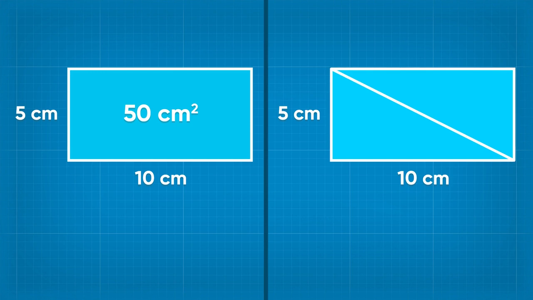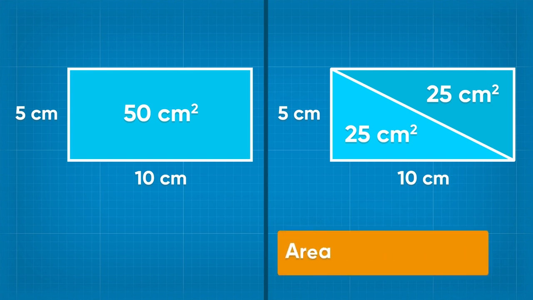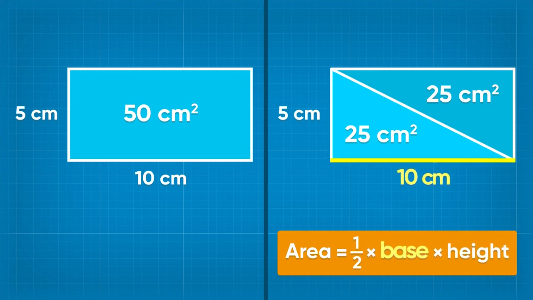Good. Now, can you tell me what the area of one of those triangles is? If the area of the rectangle is 50 square centimeters, then one of these triangles must have an area that is half of that. Which would be 25 square centimeters. Well done. So the area of a triangle is just half the area of a rectangle? Correct. We can show that with the following formula. The area of a triangle equals 1/2 times base times height. The base is how long the triangle is, and the height is how tall it is.